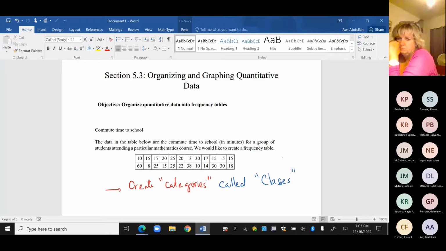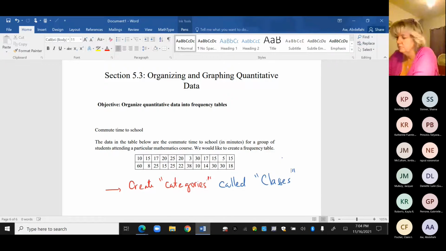For instance, when you look at grading, how many categories do we have? For the final grade, we have only 4 categories. 0 all the way to 69 is one category, an F category. 70 all the way to 79 is one category, a C category. 80 all the way to 89 is one class, a B class. And 90 all the way to 100 is an A class.